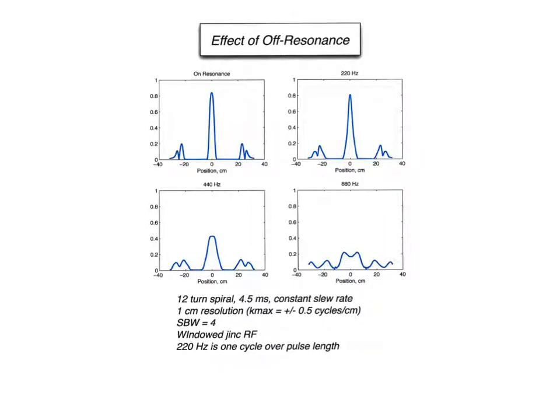Here are one-dimensional plots of the same thing. So you see that when we get up to 220 hertz, we've already lost some amplitude of the excitation. When we get to 440, we have 2 cycles of phase over the pulse length, and we have substantial loss of amplitude. And at 880, it's not really recognizable.